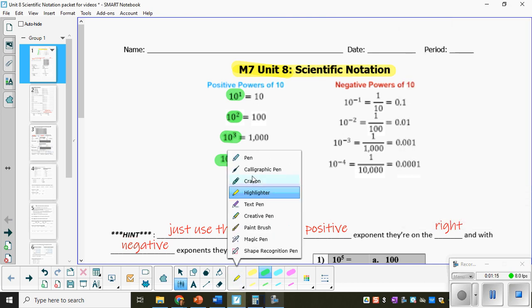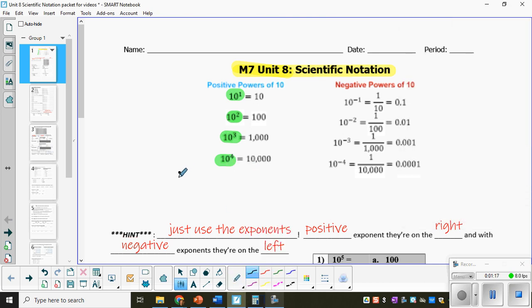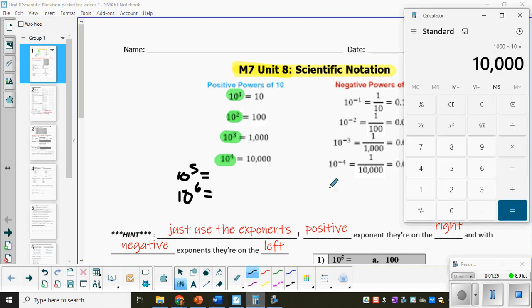So if I were to ask you right now in your notes to put down what you think 10 to the fifth power would be, go ahead and jot down what you think 10 to the fifth power is going to look like. And then also jot down what you think 10 to the sixth power is going to look like. Okay. In the calculator, I'll show you if we did this times 10 again. So 10 to the fifth power is going to be 100,000. So that's what you should have written down right here.